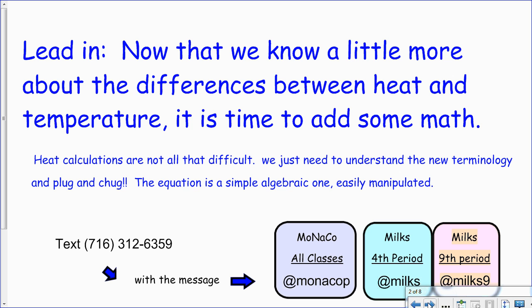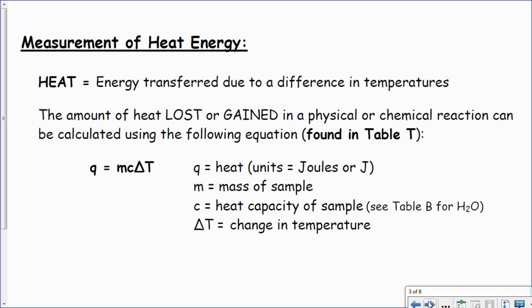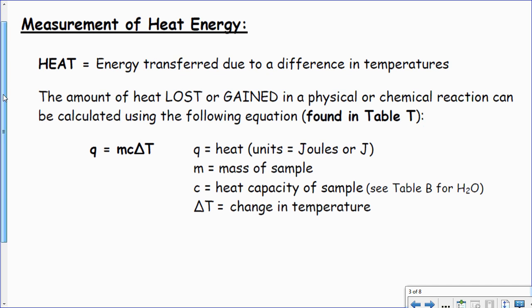So we're going to be using some basic algebra to investigate how much heat changes the temperature of an object, or how much heat is changed when the temperature of the object changes. So this is the equation that we're going to be using. And the definition of heat is the energy transferred due to a difference in temperature. So if you have a hot object and it comes in contact with a cold object, you know that heat is being transferred from the hot object to the cold object. We're just going to be putting numbers on that.